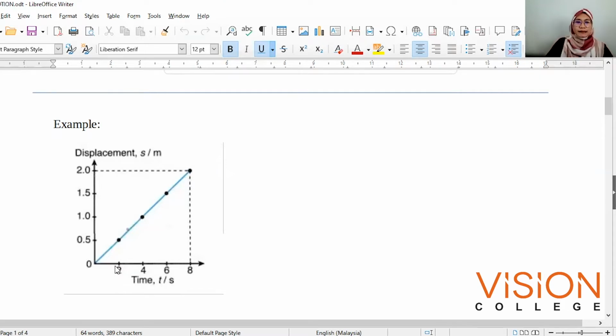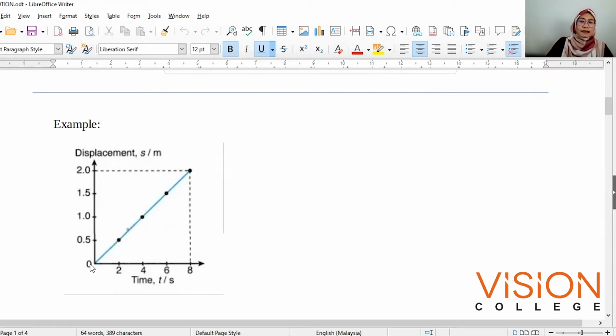At each time, it has its own displacement. It means what? It is moving. The object is moving. If the object is following this graph, it means at 2 seconds, the object is at the position of 0.5 meter. At 4 seconds, the position changed to 1 meter. At 6 seconds, it changed to 1.5 meters. And at the 8-second mark, the object is at the position of 2 meters. So we can see that the object is moving.